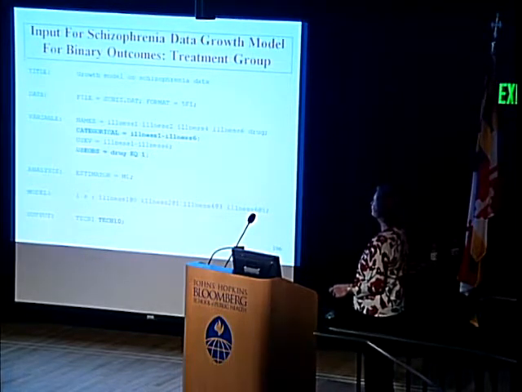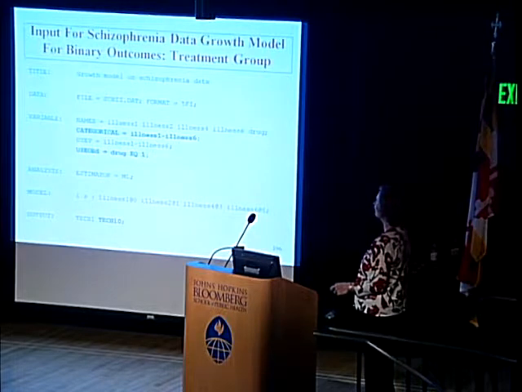Now you can see I'm using the use observations option because we're only going to look at the treatment group now. So we're saying use observations is drug equal to 1.